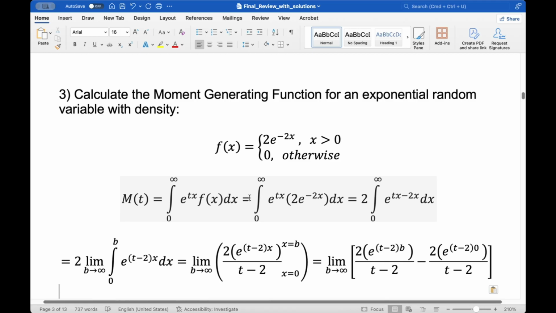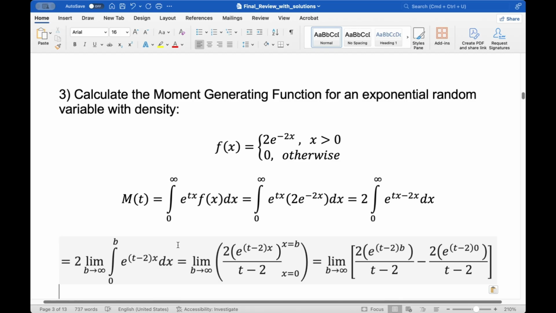Factor out the constant 2. Combine exponents there, we get e to the power tx minus 2x. Factor out the x, we get e to the t minus 2 times x. The integral of that is just itself divided by the coefficient of x, divided by t minus 2.